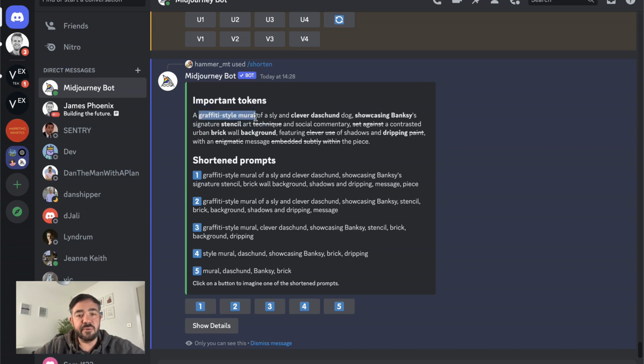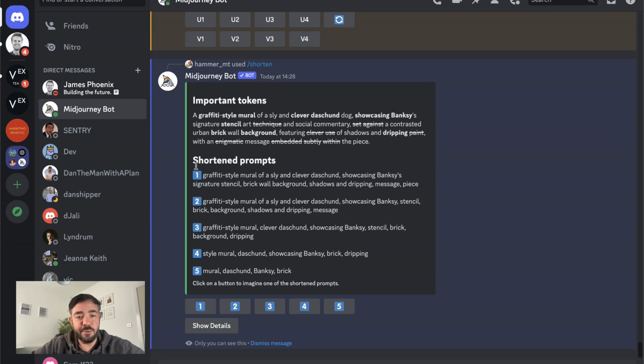So graffiti style mural is really important. Clever is more important than sly. That's interesting. And then dash end, it doesn't need dog. Showcasing Banksy. And then it's stencil, it doesn't need technique, right? It doesn't need set against. It just needs brick and background. It actually knows, because it is the model, it can give you the attention that's paid to each token and make a subjective decision about what should be included in the prompt.